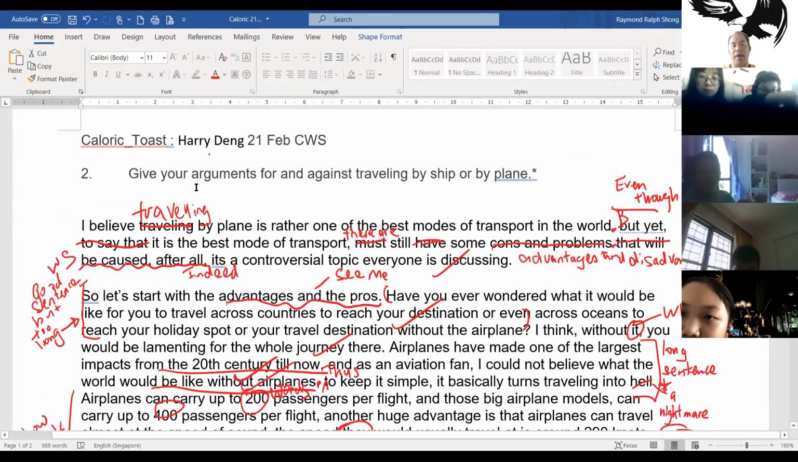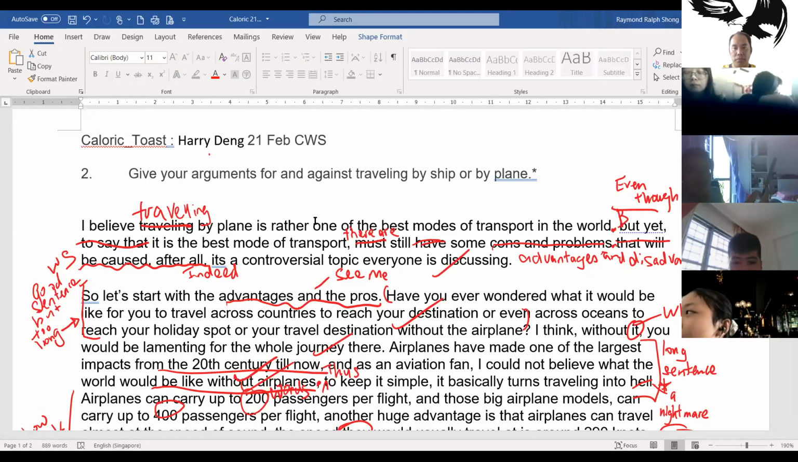I believe traveling by plane is rather one of the most. Why don't you read it? This paragraph only, then we call it a day. Sure. No, sorry. Carry on. I believe traveling by plane is rather one of the best modes of transport in the world.